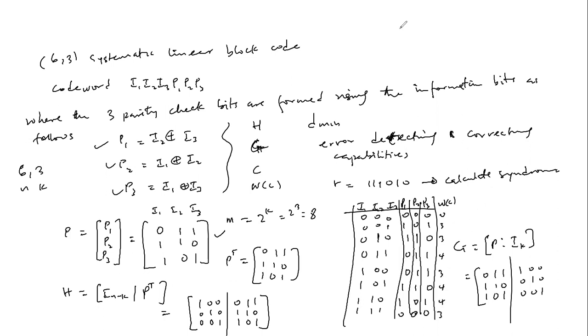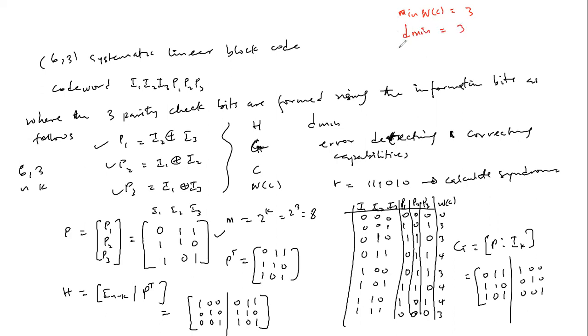The minimum Hamming weight is equal to 3. And as such, the minimum distance, d min, is also equal to 3.